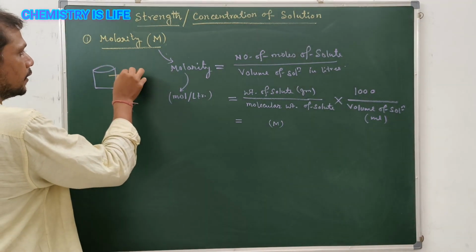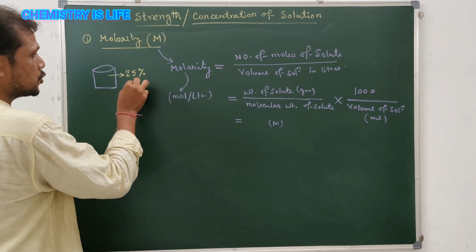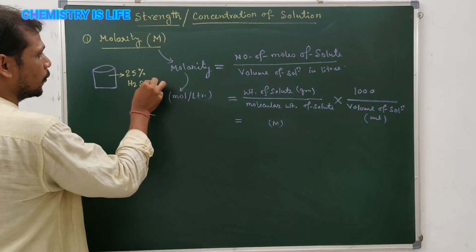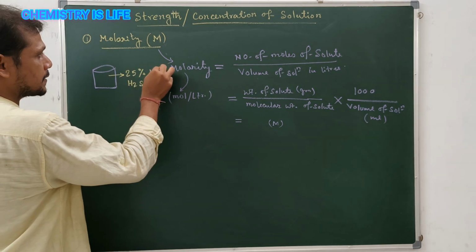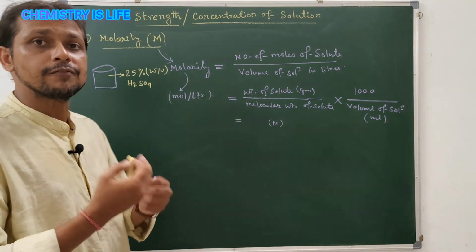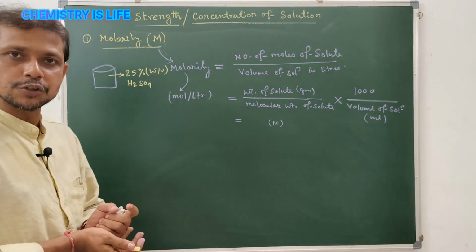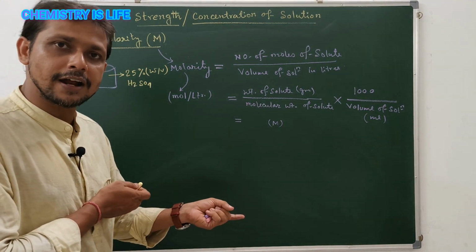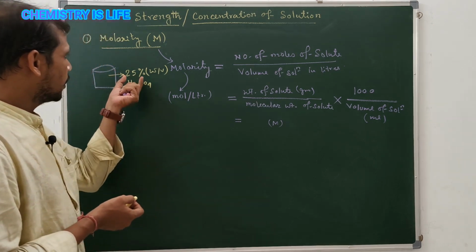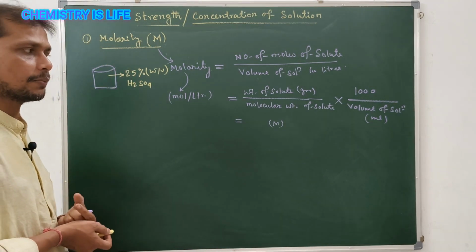Just say it is written as 25% H2SO4, 25% W by V H2SO4, or weight by volume percentage. What does that mean? That means 100 ml solution, we have already learned in the previous video. That means in 100 ml solution there is 25 gram H2SO4.